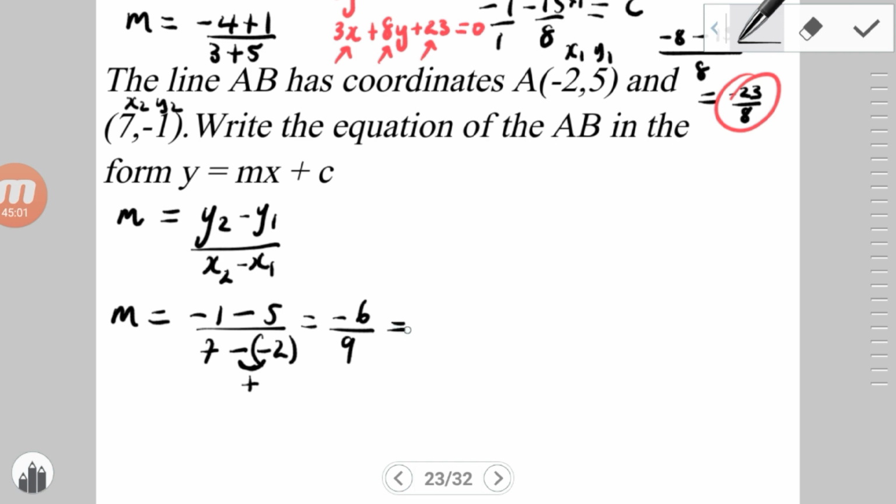So if we can reduce this, that would be good. So we can see 3 into this is 2. And 3 into this is 3. So we end up with an answer here for the gradient to be minus 2/3. Alright, smaller values make it easier for the calculation.